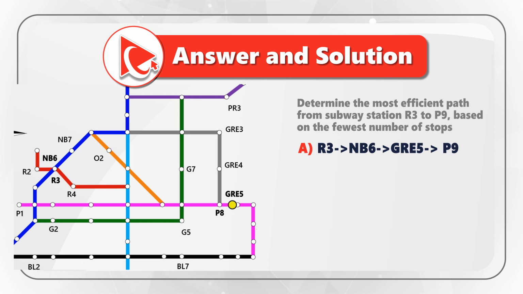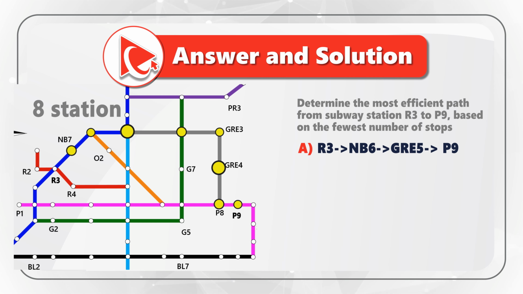And then the last point is P9, which means, if we calculate it closely, that between R3 and P9 there are 8 stations. Let's count them again. 1, 2, 3, 4, 5, 6, 7, 8. So to get from R3 to P9 using the path of choice A, you need to go through 8 stations.